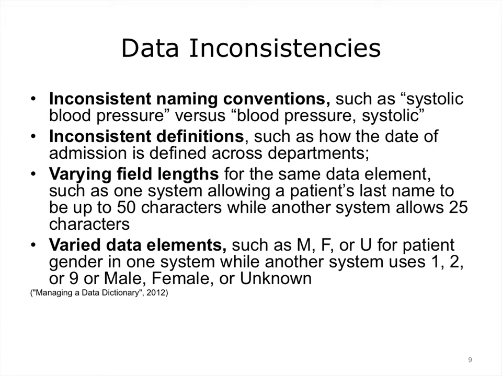Varied data elements, such as male, female, or U for patient gender in one system, while another system uses 1, 2, or 9, or male, female, or unknown. AHIMA further states that inconsistencies in data definitions can lead to inaccurate data use and health data reporting and can potentially affect the quality of care.